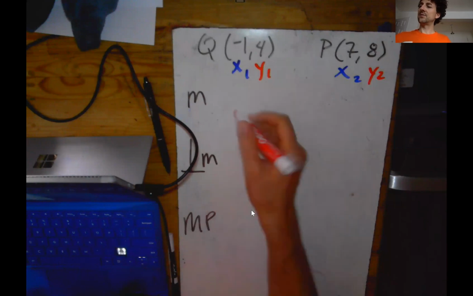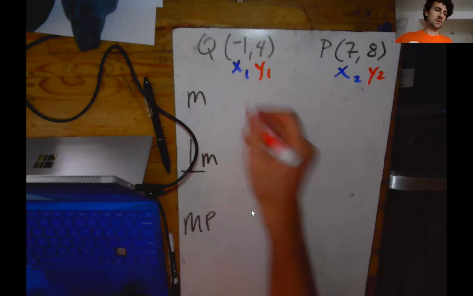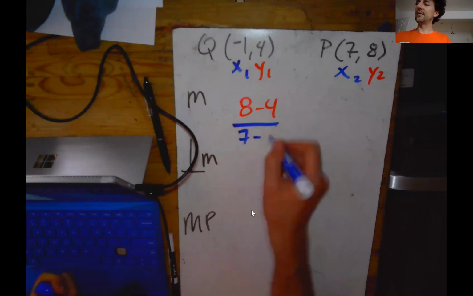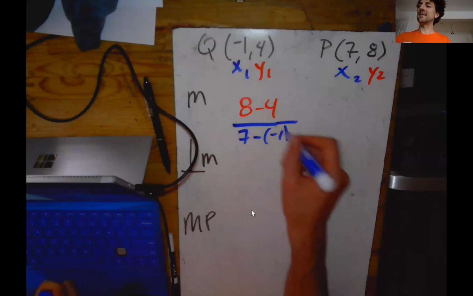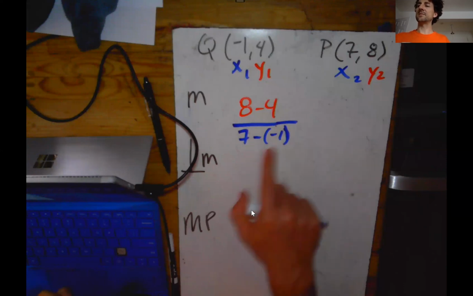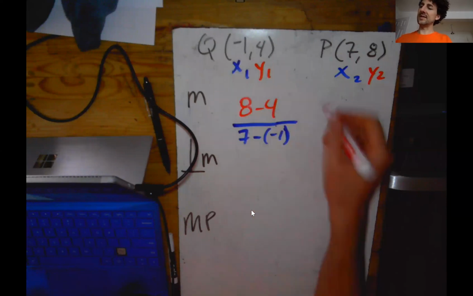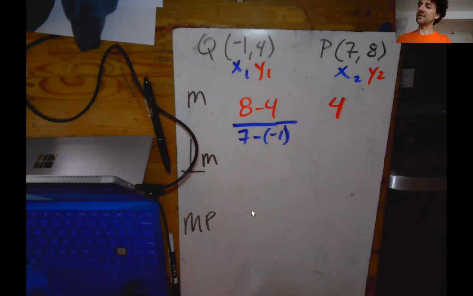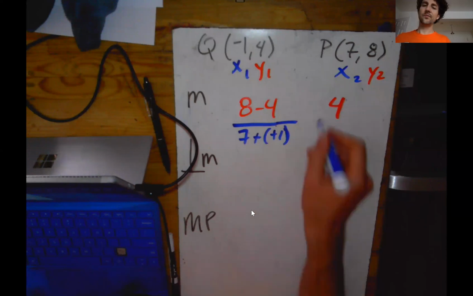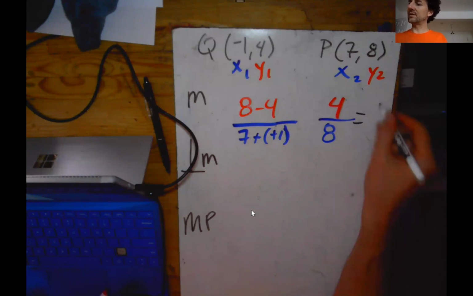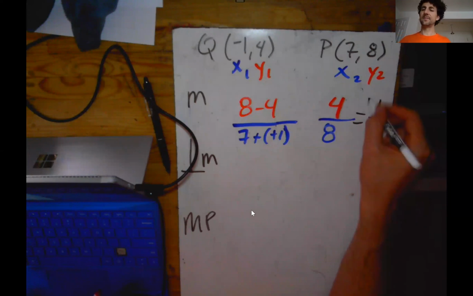So we have 8 minus 4 divided by 7 minus -1. Make sure you have the minus for subtracting and the -1 from this -1. 8 minus 4 is 4. 7 minus -1 is the same as 7 plus 1, so that's 8. So 4 over 8 is our slope, and we can simplify that to equal 1/2. And note the sign of the slope is positive.